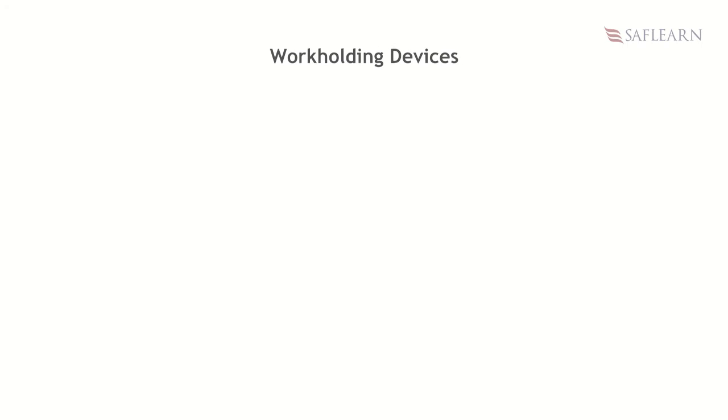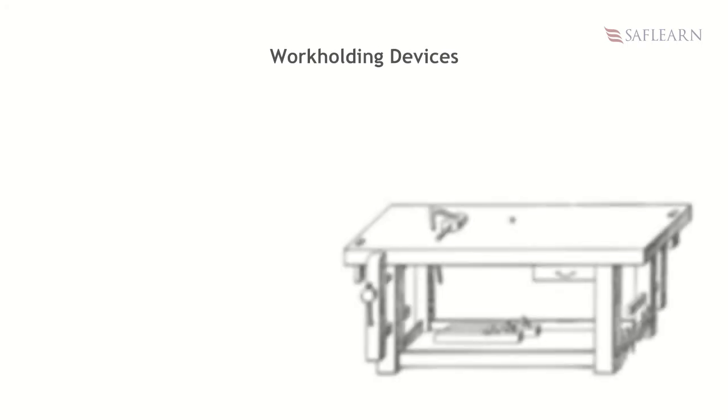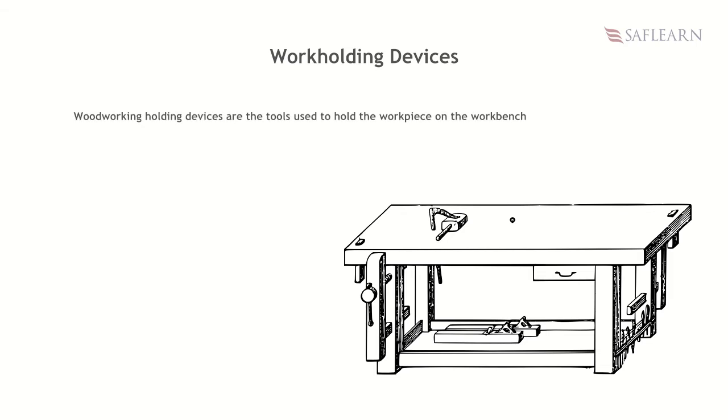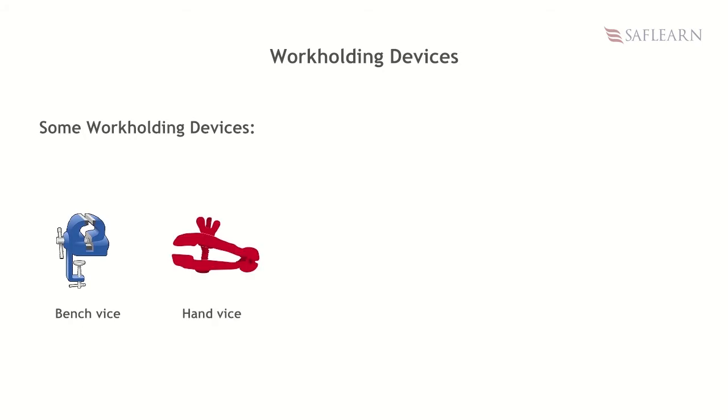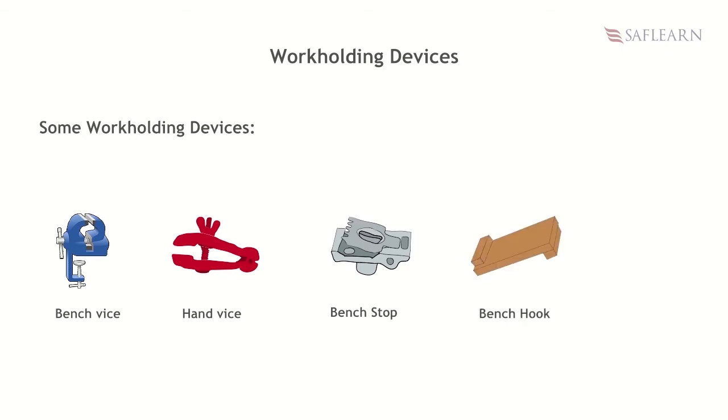Work holding devices. Woodworking holding devices are the tools used to hold the workpiece on the workbench. Woodworkers work on workbenches where various woodwork constructions are carried out. Some work holding devices include bench vise, hand vise, bench stop, bench hook, and clamps.